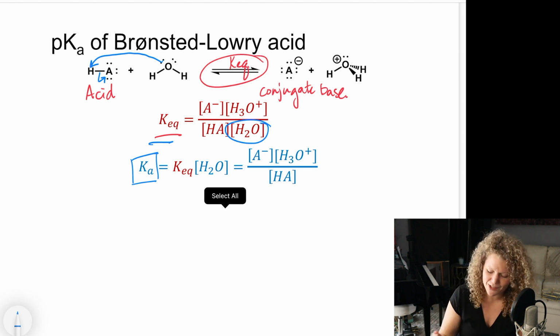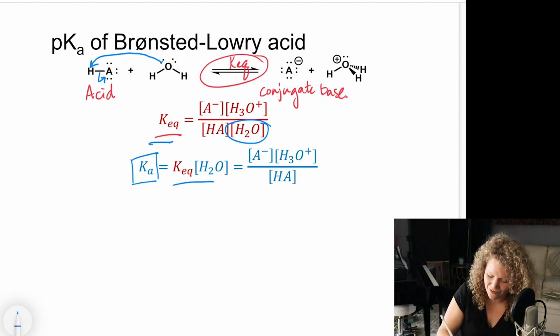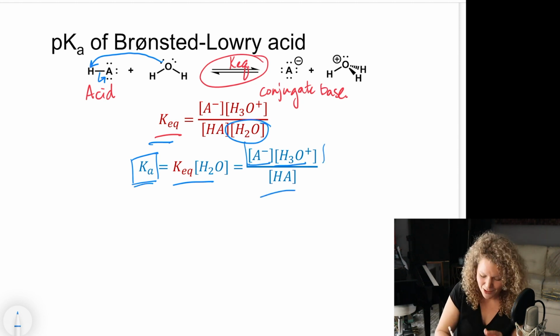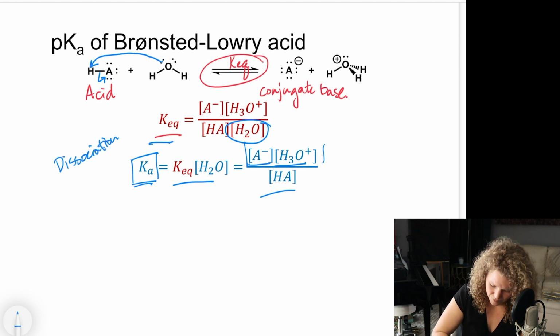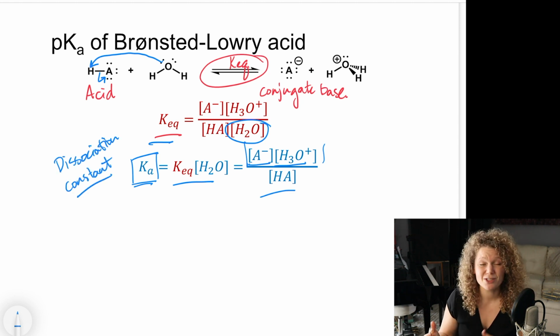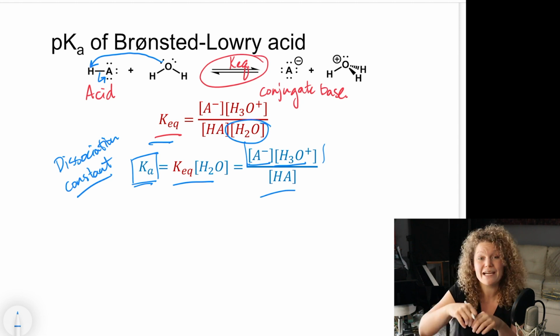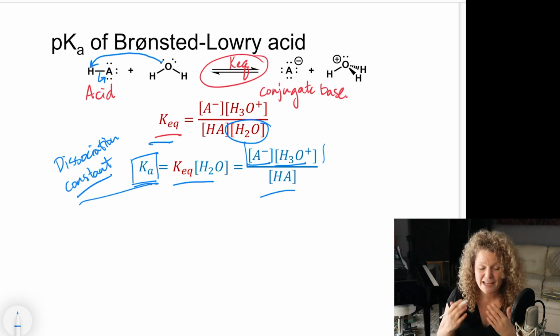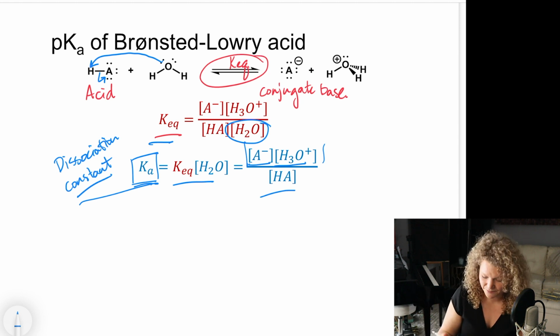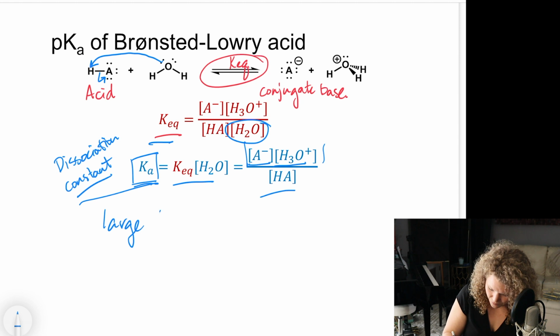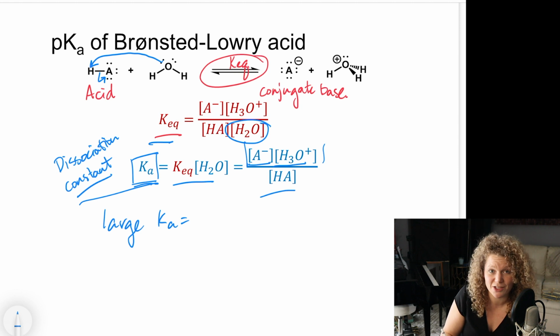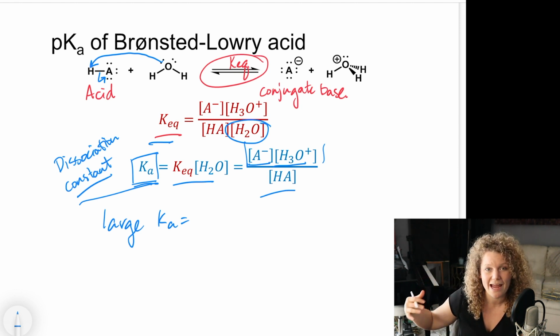So we're going to multiply each side by the concentration of water, which means we have a Keq times the concentration of water. Well, this gives us this Ka, which is the dissociation constant. The dissociation constant just means how likely is it for this HA to dissociate, to become A- and an H+. If you have a very large Ka, that means you have a very strong acid. So a large Ka means you have a lot of dissociation, a lot of HA going to an A- plus H+.